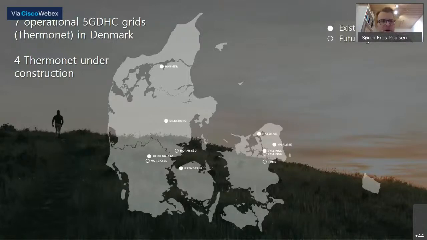So now I'm going to talk about the grids we have in Denmark, those that are operational and those that are under construction or being planned. We have seven operational 5G grids in Denmark, which we refer to as thermonets. And we have four thermonets under construction, and they are distributed all over Denmark in areas where we cannot get traditional district heating. I'm not going to go through all of them, but just some illustrative examples that show different business models, different sources, and so on.